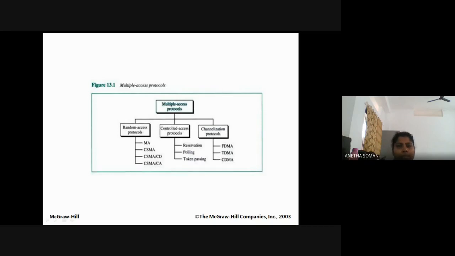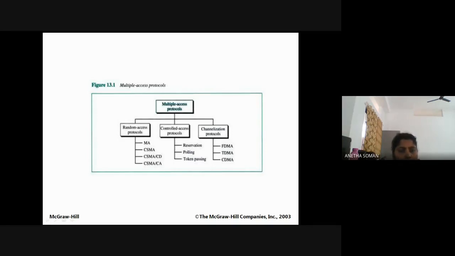It is not compulsory that at this time one particular station has to transmit. There is no scheduled time for any station, so transmission is random among the stations. That is why it is called random access methods. There is no scheduled time for a station to transmit. Transmission is random, so it is called the random access protocol.